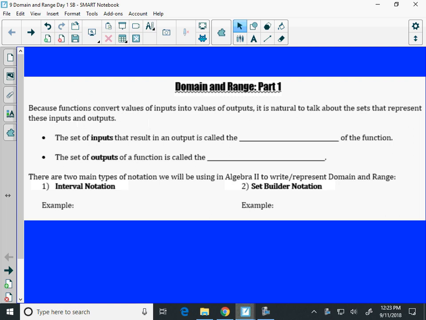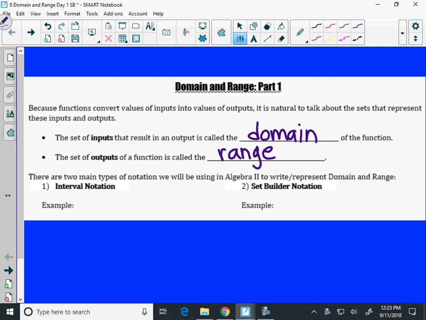Functions we've been talking about are relations or relationships between points, where you take an input value and you create an output value by following some kind of rule. What is that set of inputs called again? Remember? Domain. So the set of inputs is called our domain of the function. And those inputs give us outputs called what? The range.